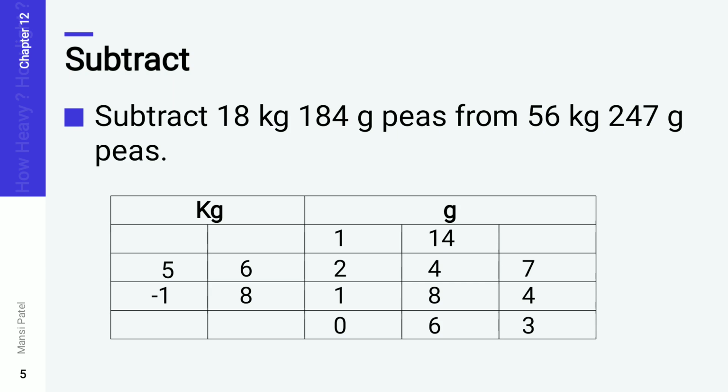6 minus 8, is it possible? No. 6 minus 8 is not possible. So what do we want to do? So we have to borrow from the previous number. Your previous number is 5. So we have to borrow from 5. So 6 becomes 16 and 5 becomes 4. Now 16 minus 8, is it possible? Yes. So what is the answer of 16 minus 8? That is the 8. And 4 minus 1, that is the 3. So what is the answer of the subtraction?